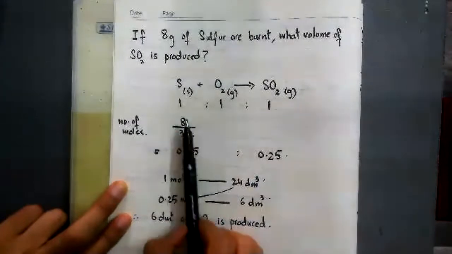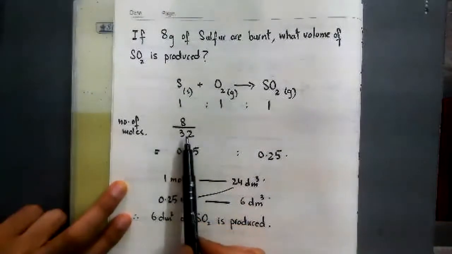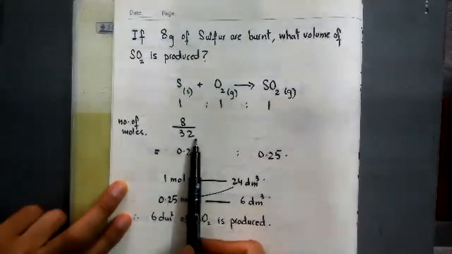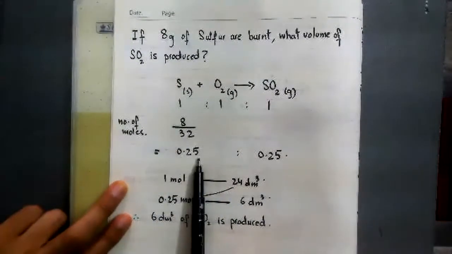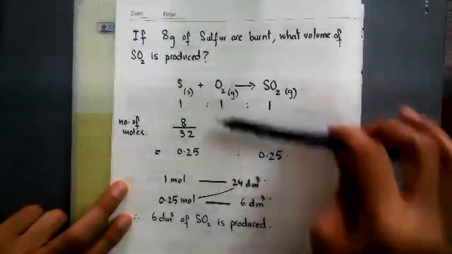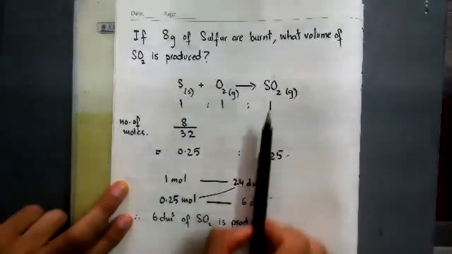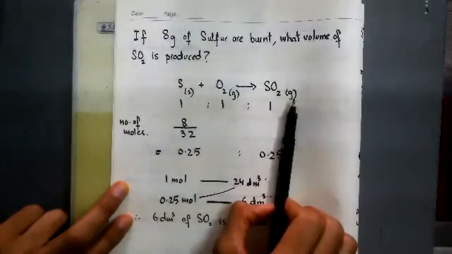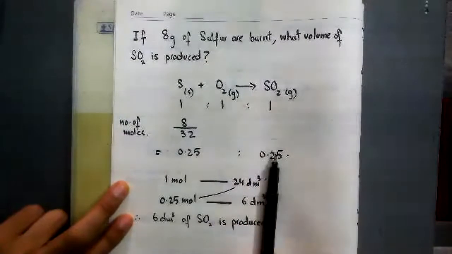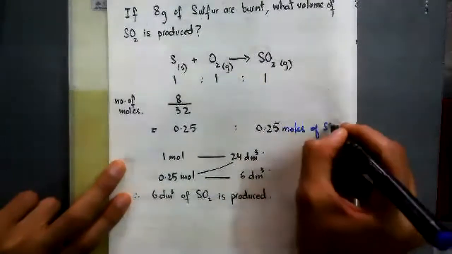So, let's find out the number of moles of sulfur. Again, this is solid, so I will use the formula mass divided by molar mass. Molar mass I got from the periodic table for sulfur is 32. 8 divided by 32 is 0.25. Because they did not give me any other information, I will use this ideal molar ratio. 0.25 moles of sulfur should give me 0.25 moles of sulfur dioxide because the ratio is 1:1, right?